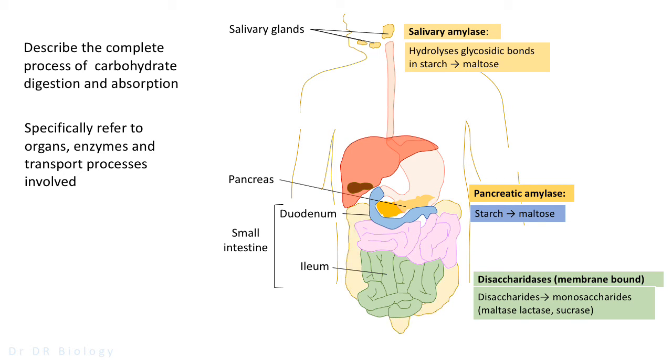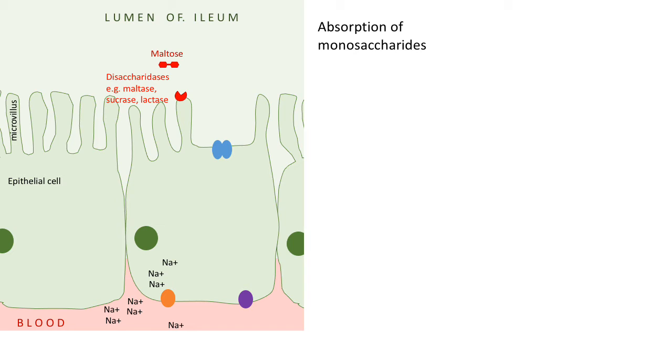Now for absorption. As we've reviewed, in the case of maltose, but this could be other disaccharides as well, it will be hydrolyzed by maltase, which is embedded in the membrane of the epithelial cell, to produce two alpha glucose molecules. So let's go through how they're absorbed. We've got our glucose molecules, and remember we have sodium ions in the lumen of the ileum.